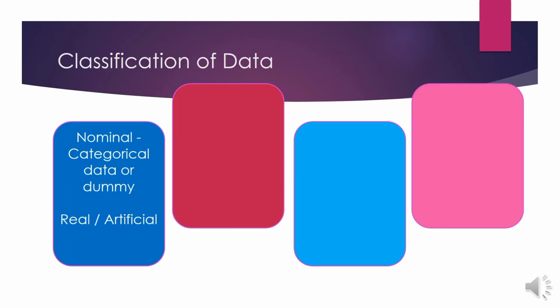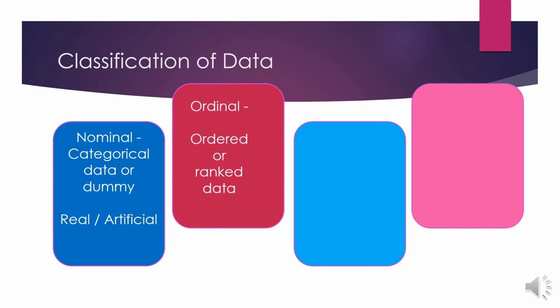Nominal refers to categorical data or dummy. We have two, real nominal and artificial nominal. An example of real nominal is gender. If you are really a female, then you are a female. If you are really a male, then you are a male. Artificial, for example, you're giving a passed or failed. Maybe teachers have different standards. Maybe the students that you have given failed is passing to the other teachers rather.